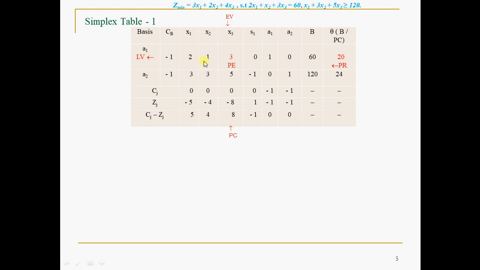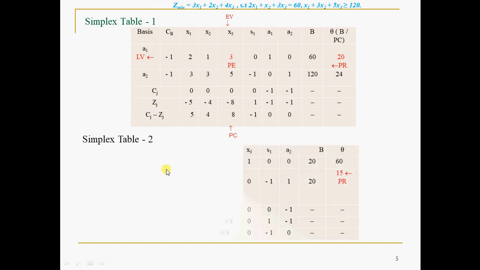This is 2 by 3, 1 by 3, 3 by 3, 0 by 3, 1 by 3, 0 by 3, 0, 60 by 3. You are not supposed to divide this. Fine. So that is the ratio, which we will discuss in simplex table 2. Now simplex table 2 it is.